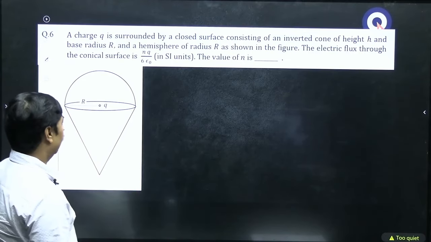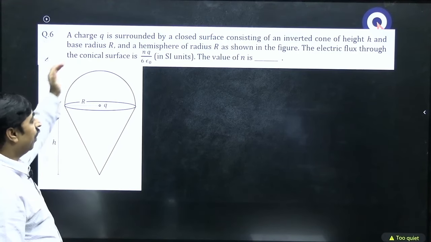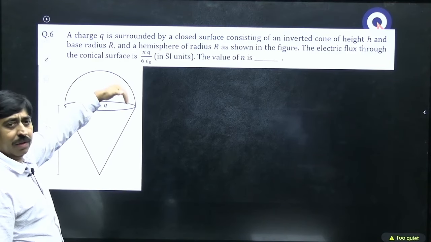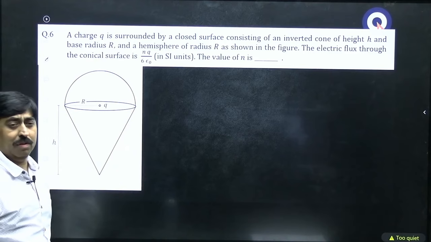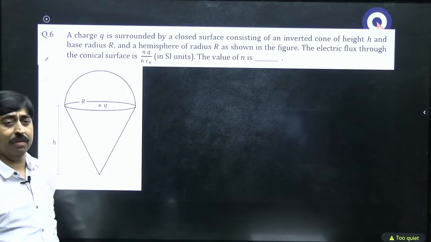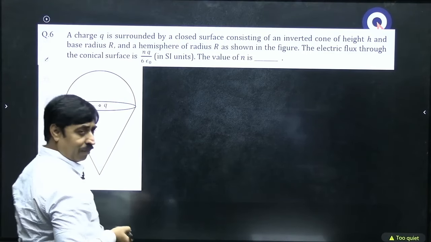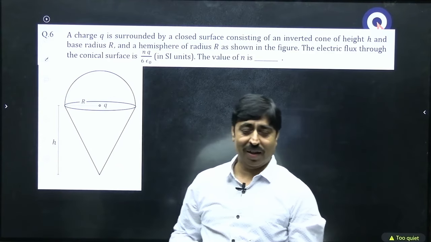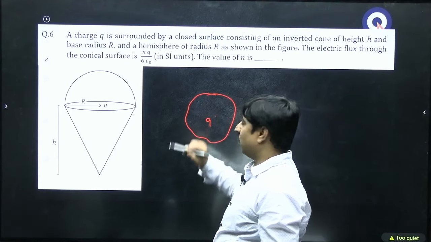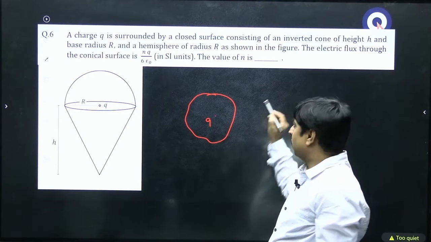Look at the question. The question says there is a point charge and it is surrounded by an inverted cone and a hemisphere like this. The top is a hemisphere, the bottom is an inverted cone. What is the electric flux through the conical surface? Well, students, everybody knows that if there is a point charge and there is a closed surface around it, whatever be the shape of the surface, the total flux through the surface is q by epsilon, isn't it?